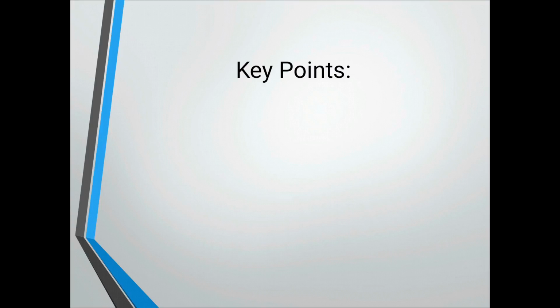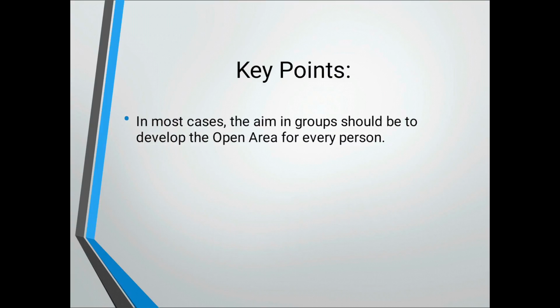Now let us understand the key points we have understood from this Johari model. Number one, in most cases, the aim of a group that has been taken to understand the Johari window quadrants of a person should be to develop the open area for every person. So our primary goal is to improve the open area for every person, decreasing the other three quadrants.